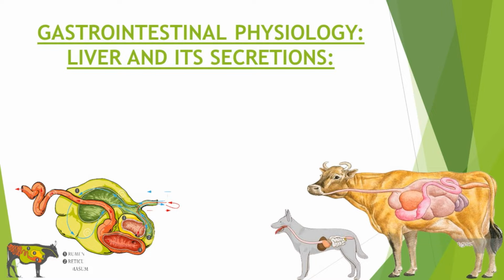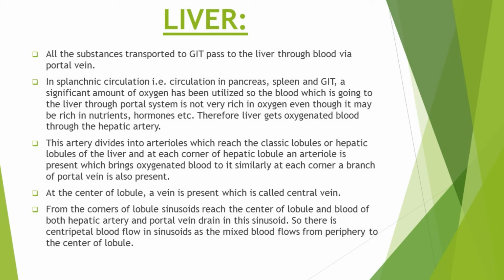Today I am going to discuss the largest gland of the body, which is the liver. All the substances that are transported to the gastrointestinal tract after being digested are absorbed in the blood, and they are passed to the liver so that toxins, drugs, and other such harmful substances may be detoxified in the liver.